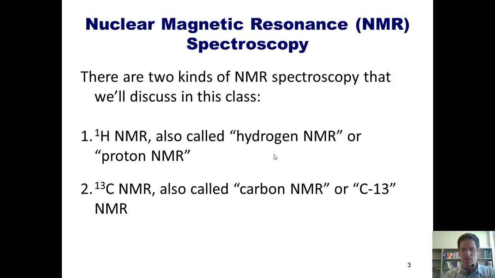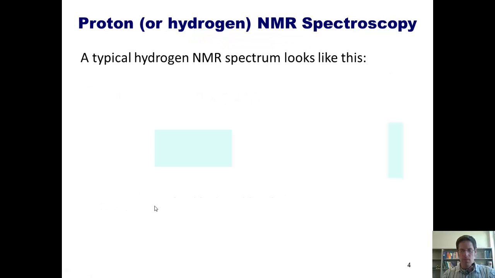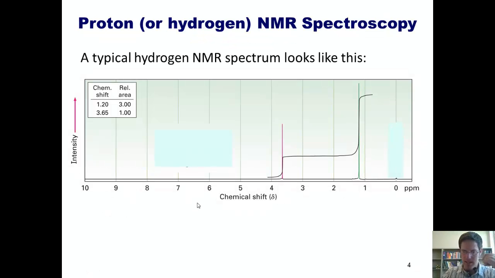There are two different kinds of NMR we discuss in undergraduate organic chemistry: hydrogen NMR, or H1 NMR, also sometimes called proton NMR, and C13 NMR, or carbon NMR. I'll begin, of course, by teaching you about hydrogen NMR. A typical hydrogen NMR spectrum looks like this.